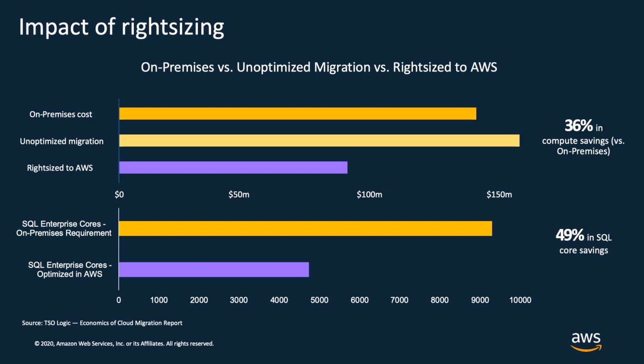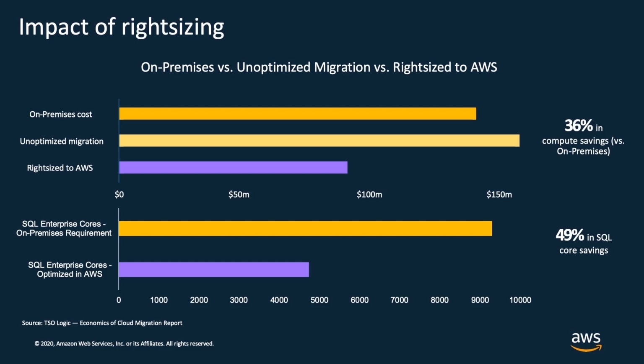We see a 36% reduction in infrastructure costs. This is largely due to over-provisioning and underutilization of on-premises servers. So you really need to be sure to right-size when you move to AWS.